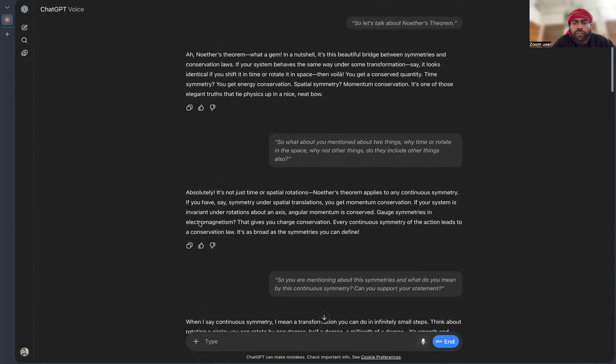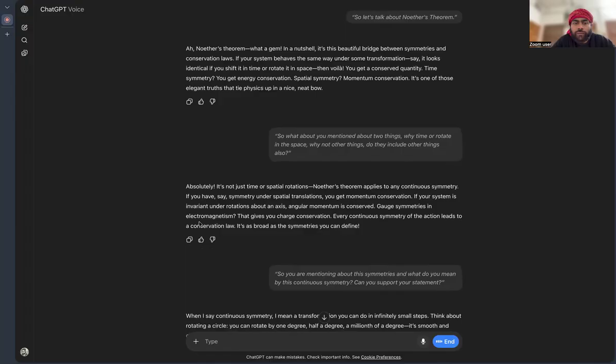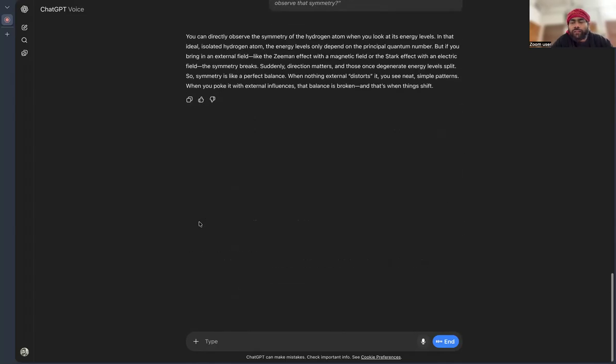But you mentioned that Noether's theorem is a bridge between symmetries and conservation laws. If your system behaves the same way under some transformation, say it looks identical if you shift in time or rotate in space, then you get a conserved quantity: time symmetry, energy conservation; spatial symmetry, momentum conservation. And in the hydrogen atom case or the particle case, you mentioned that if the hydrogen atom is not interacting with anything, then we can observe the symmetry. Those two things are a bit tricky for me to understand, the core idea.